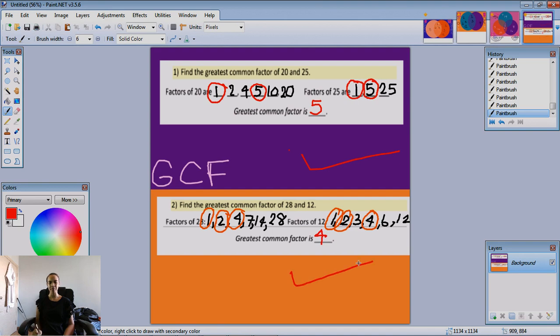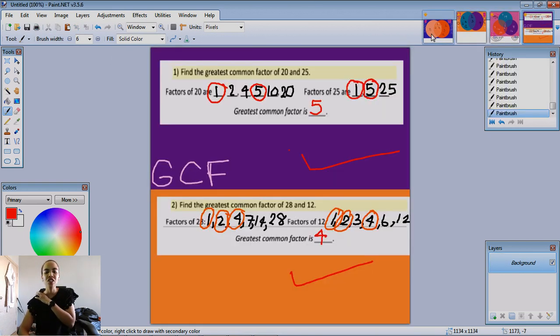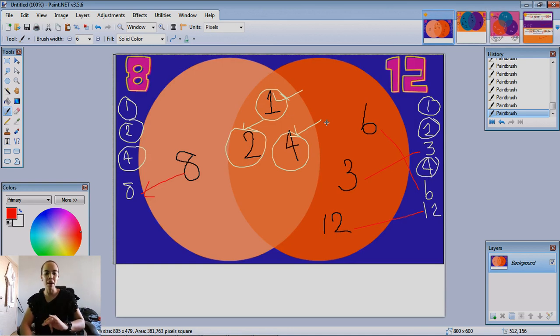Okay, perfect. I hope that helps you. I hope that you enjoyed the practice that we did. I would suggest you try to do this on your own. So have a look at mine. Use your own two numbers. Take away my numbers, put your own numbers, and try to do a Venn diagram to practice.